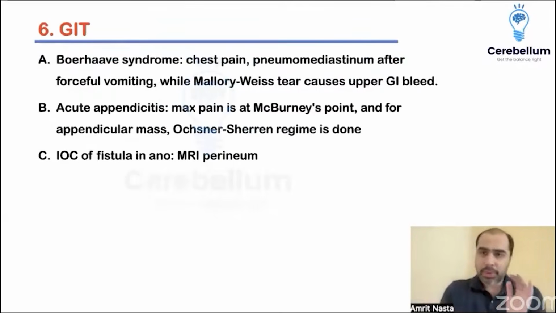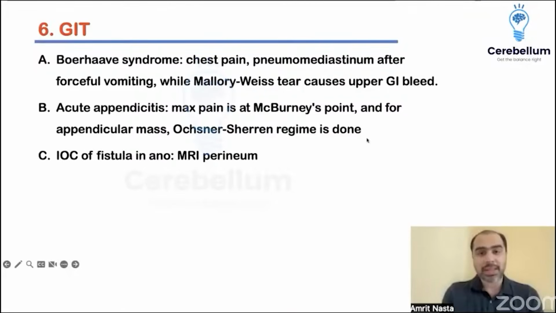GIT is very big, but there are some things which are must know. First is you always get confused Boerhaave versus Mallory-Weiss tear. Remember, Boerhaave is when you have an esophageal perforation, vomiting against a closed glottis. The lower esophagus on the left side will burst, things will leak in the chest. He will get chest pain, retching, subcutaneous emphysema. You do an X-ray, he will have air in the chest, that is pneumomediastinum. And Boerhaave will require surgery.